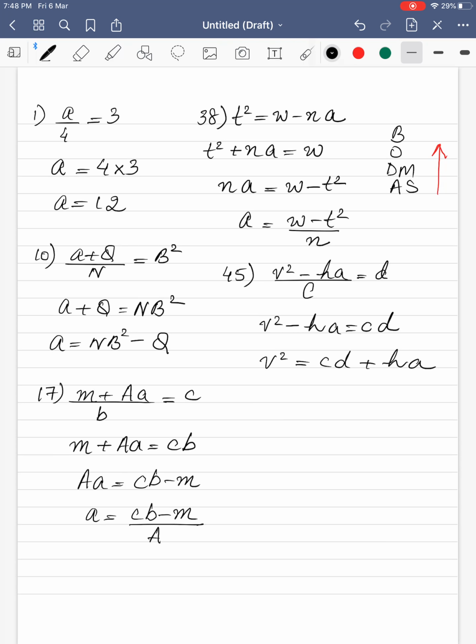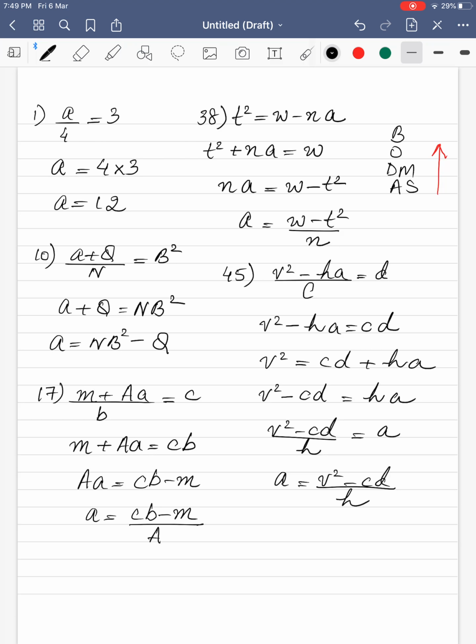Now we have a term with cd. We can bring the whole term on the other side. Since the term is positive, it becomes negative, and we are left with ha. Now h being multiplied will divide when it comes to this side, and that's the final answer, which we can rewrite as a is equal to v square minus cd, divided by h. Alright, let's try one more question.